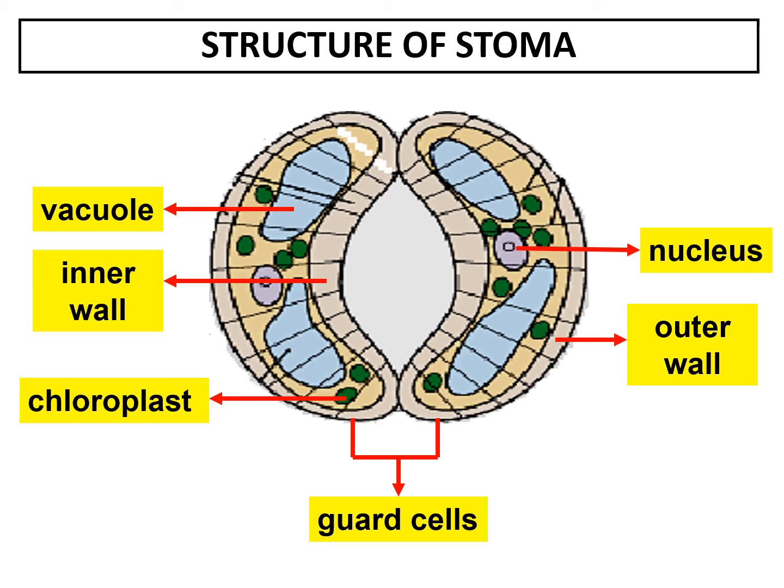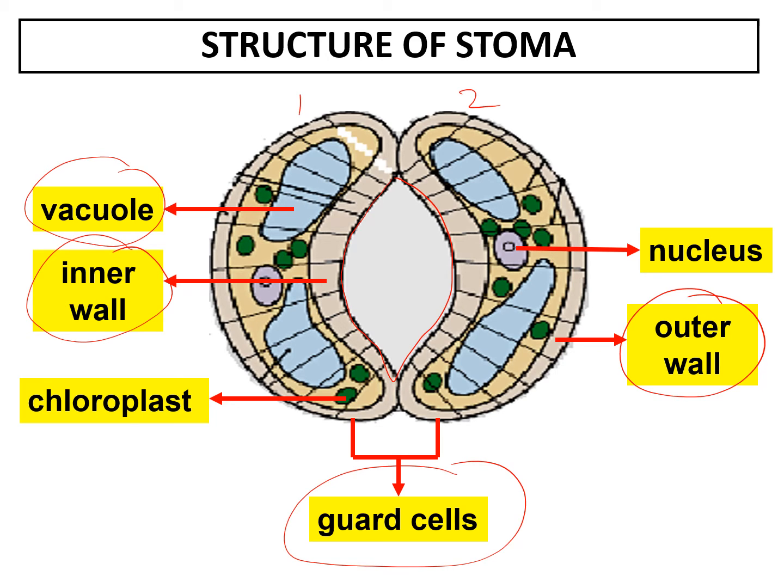Let's look at the structure of stoma. Stoma is actually controlled by two cells named guard cells. The guard cells appear in pairs, 1, 2, and the stoma is here. So guard cells are a type of plant cells that contain the same structure as other plant cells, including having vacuole. They have inner walls and outer walls. They have cell walls. They also have nucleus and chloroplast, meaning that they can undergo photosynthesis.